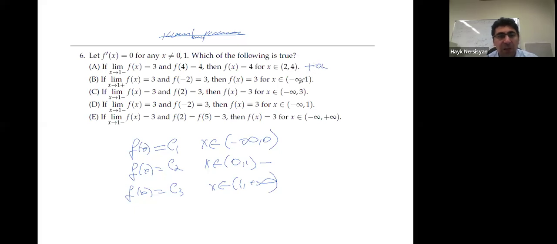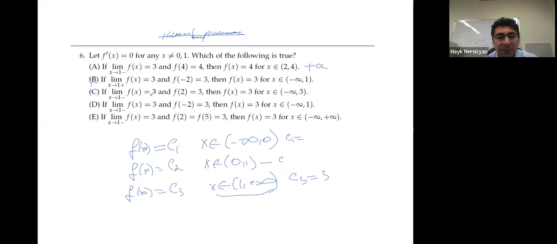Testing harder. The limit from the right side of our function is 3. So we are here, C3 equals 3. F of minus 2 equals 3. So C1 equals 3. Can we say our function from -infinity to 1 equals 3? Nope. We don't know whether C2 equals 3 or not. This is not given. So B we can eliminate.